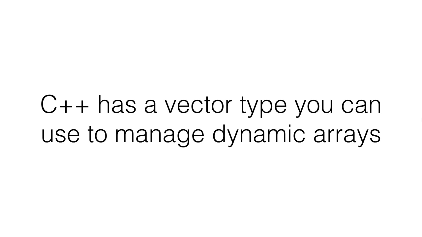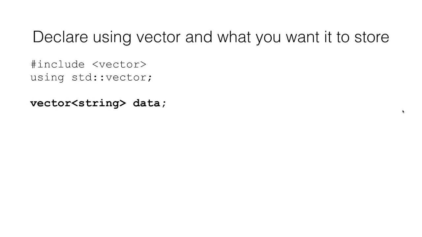C++ calls this the vector type, and we can use the vector to manage our dynamic arrays. What you want to do at the top of your file is include the vector library and indicate that you want to use the vector class. To declare a variable of this vector class, you do vector<string> followed by data. So vector is the name of the type. It's a class, which is basically like an advanced struct. We can then indicate that we want this to store a string. So each element inside the vector is a string, and our variable name is data.